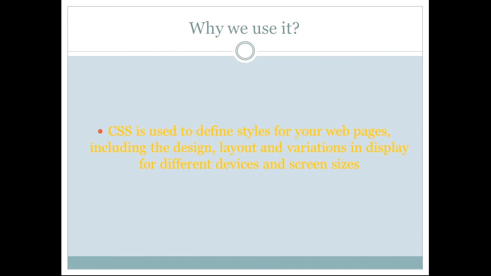CSS is used to define styles for your web pages, including the design, layout, variations, and display for other devices and screen sizes. So it is basically the design of your website. Say, for example, your website has no color, no design whatsoever, it's lame. This is where CSS comes in. It helps you design it. It helps you use color, pictures, and all that stuff to make it pop out.